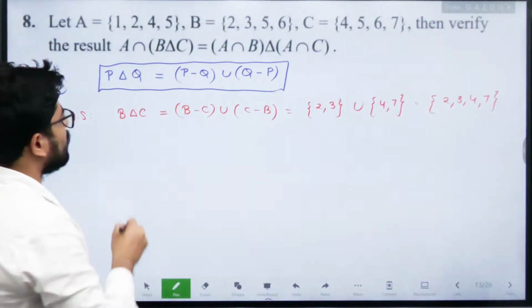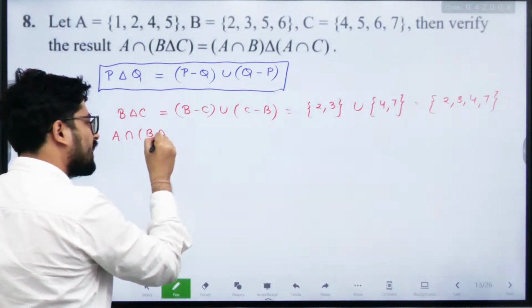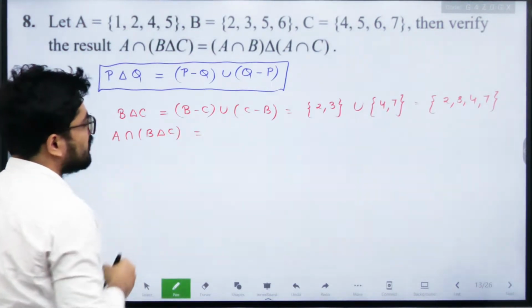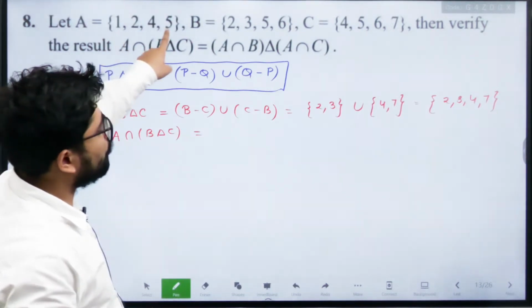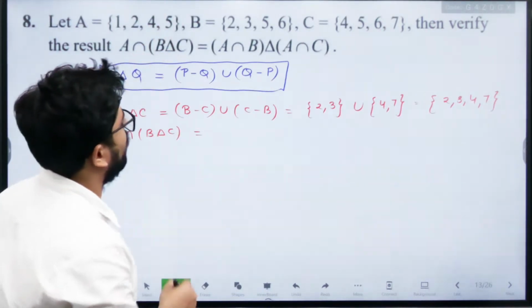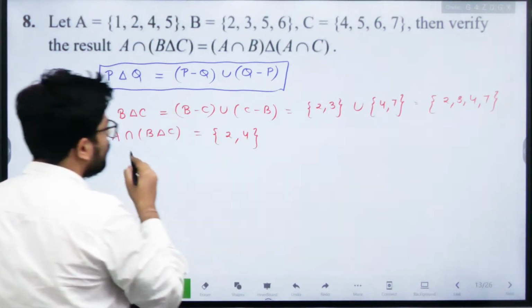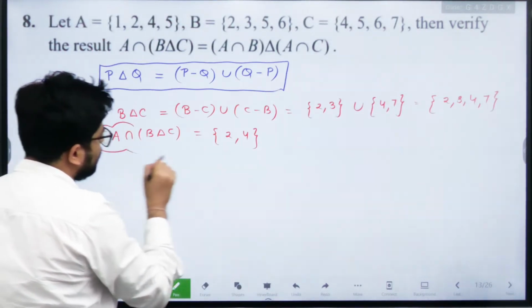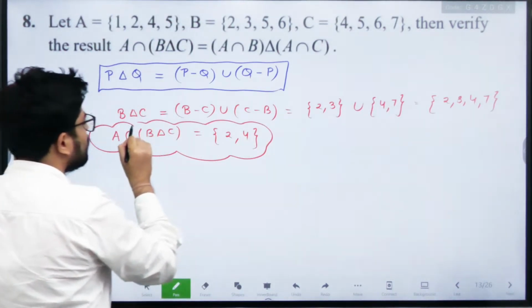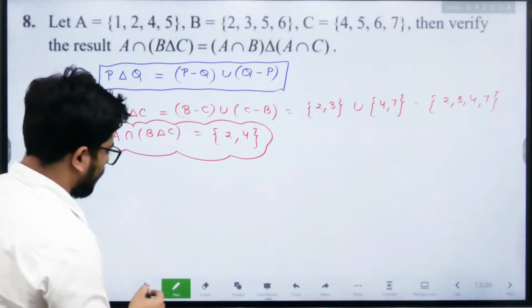Now take the intersection of this. A intersection B delta C. So this thing is what? In A you have 1, 2, 4, 5. So you will get intersection as 2 and 4. Yes. So 2 and 4. This is your intersection. So this is the left hand side. Got it? Now let's calculate the right hand side of your given result.